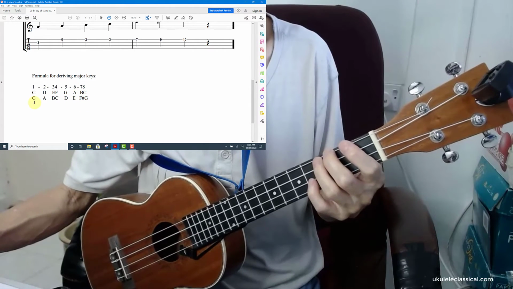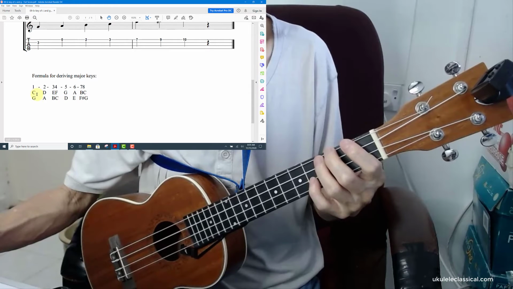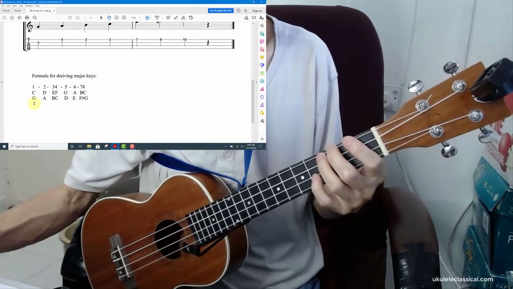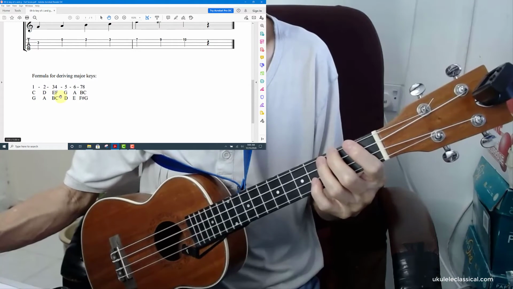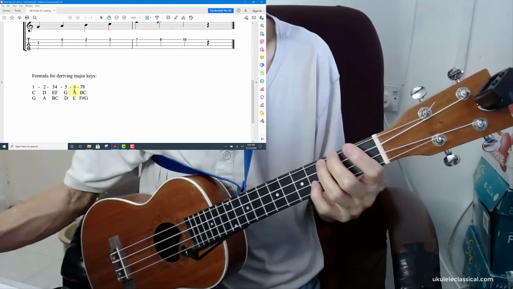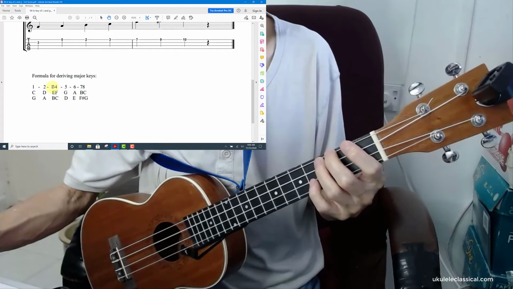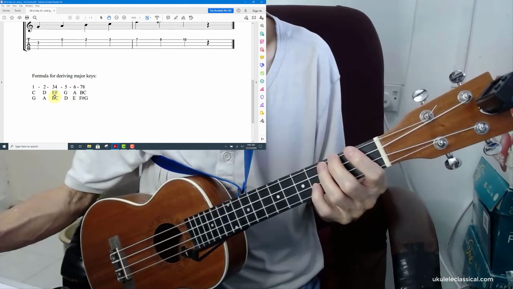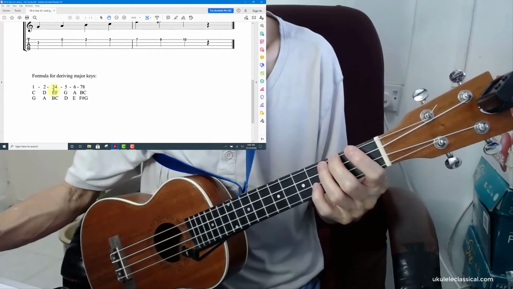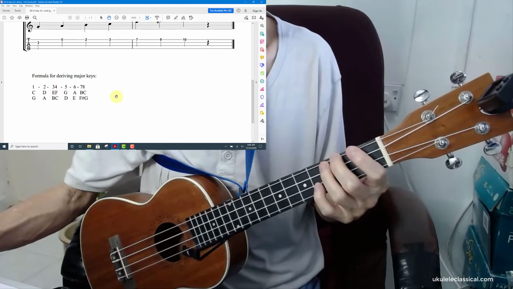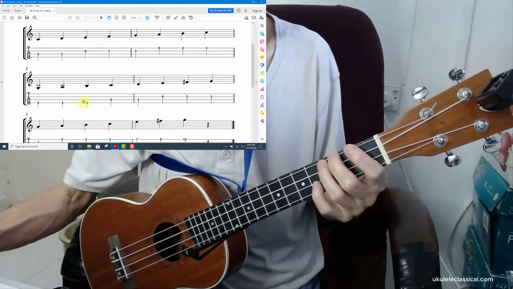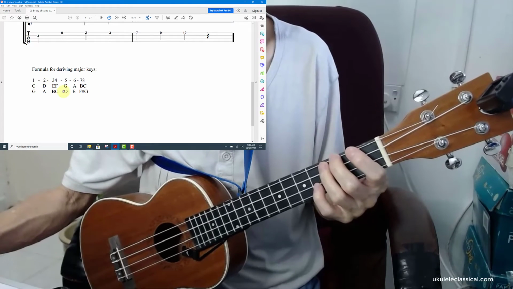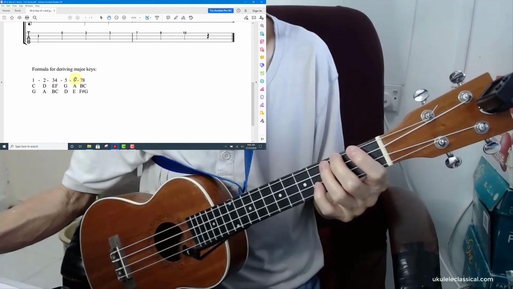And you can go on deriving other keys as well. C, G, and then you can go to D, and then B, and E, and whatever. You can go on and on just following the same formula like this. The important thing is to preserve the semitone between 3, 4 and 7, 8. If you have to sharpen, you sharpen. If you have to flatten, you flatten in order to preserve this formula. Okay, and these are the major keys. Minor keys are a different formula which I'll explain as we go along.